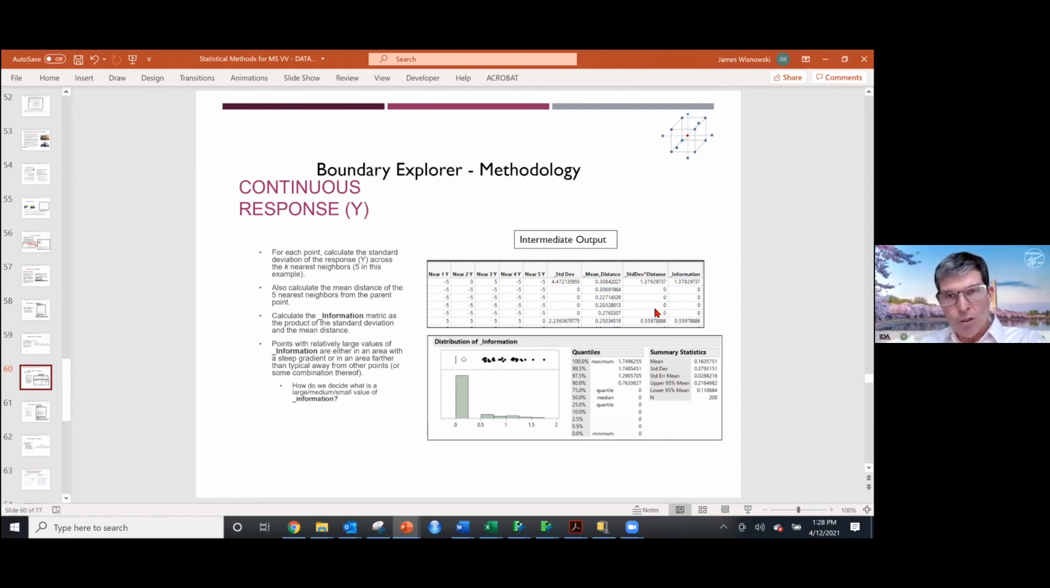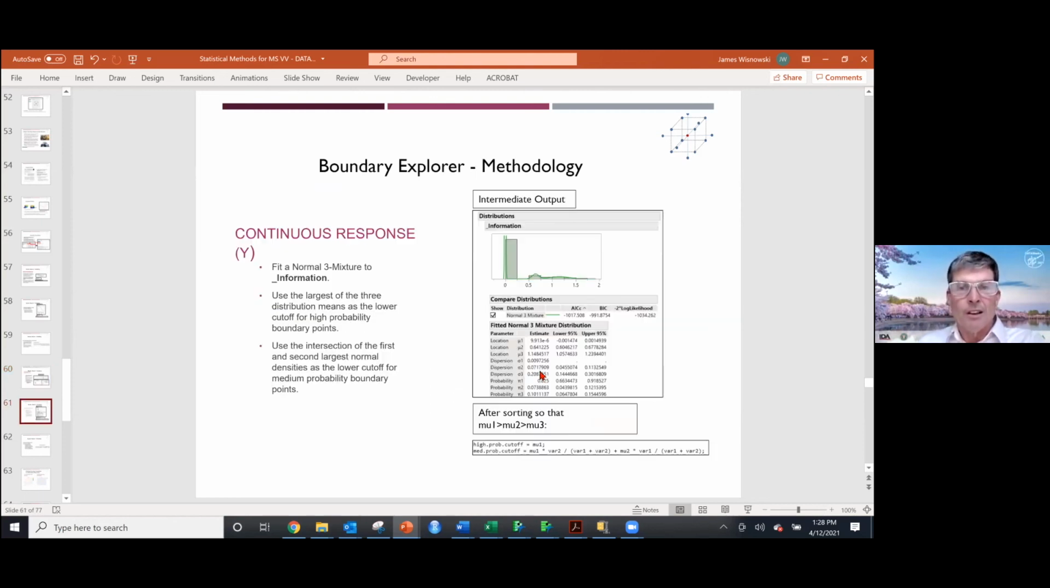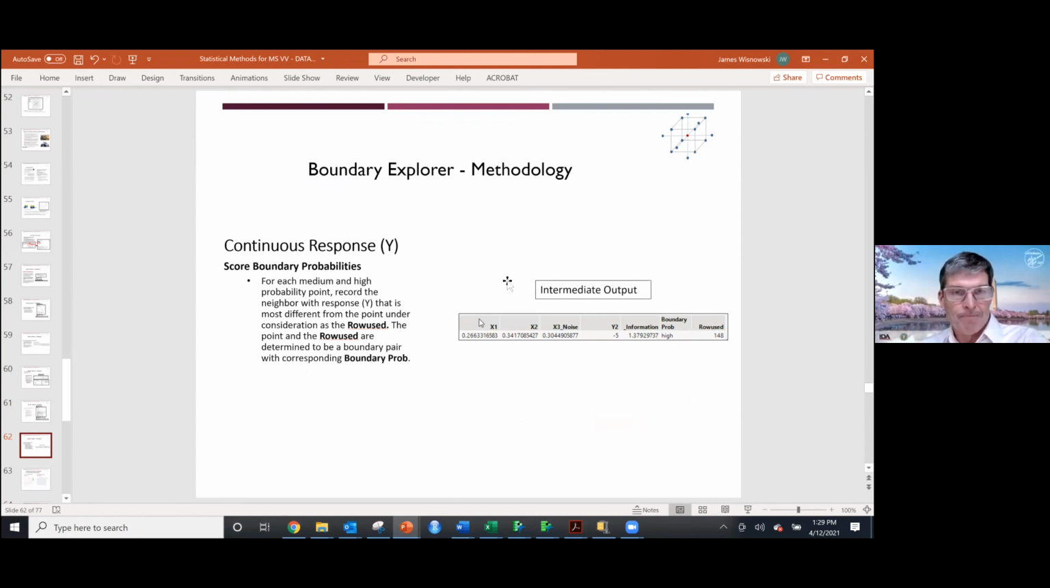So they don't get really any information from them. Hence, the highest information is going to have the most likelihood of being on the boundary. So we end up using a normal 3 mixture to figure out where those cutoff points are, to say whether it's a high likelihood of being a boundary, or a medium likelihood, or a low likelihood of being a boundary point. So that's kind of how.